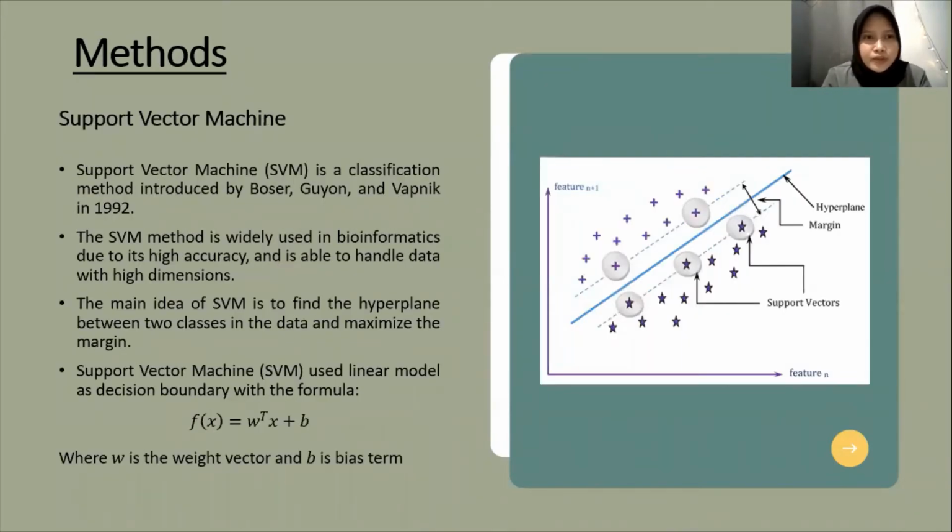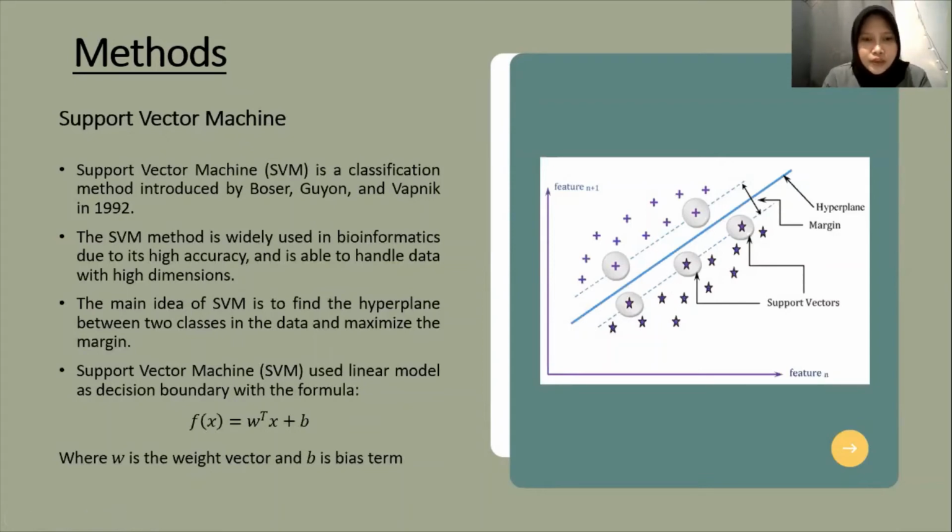And next is support vector machine. Support vector machine, or SVM, is a classification method introduced by Boser, Guyon, and Vapnik in 1992. The SVM method is widely used in bioinformatics due to its high accuracy and is able to handle data with high dimensions. The main idea of SVM is to find the hyperplane between two classes, here two classes of data, and maximize the margin, here is the margin.